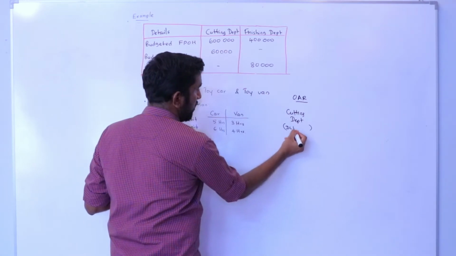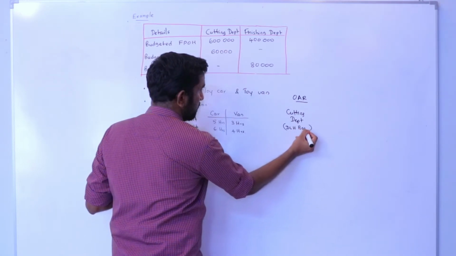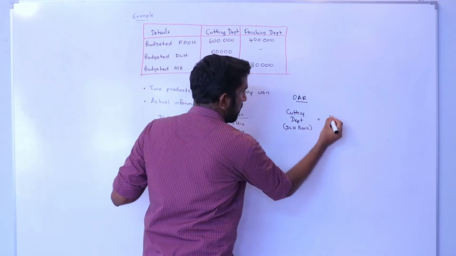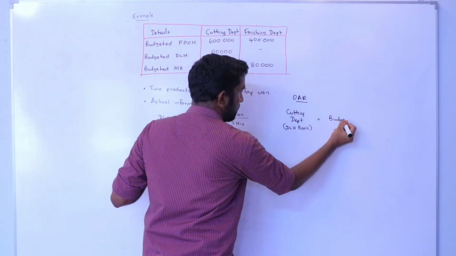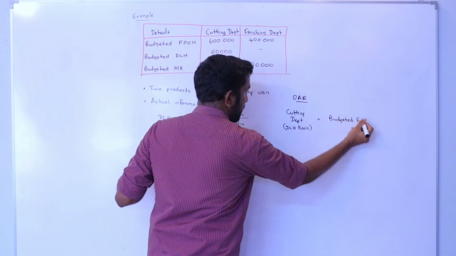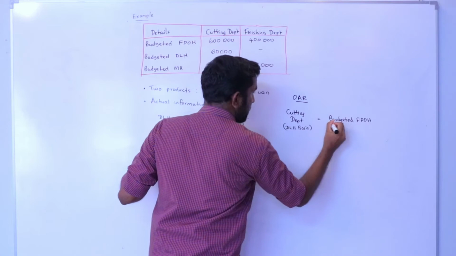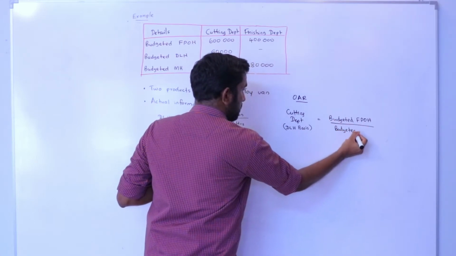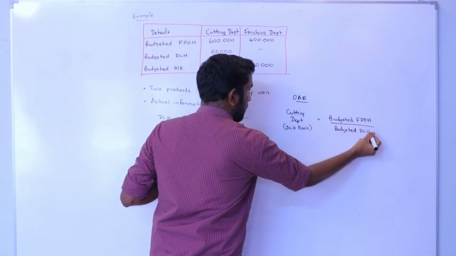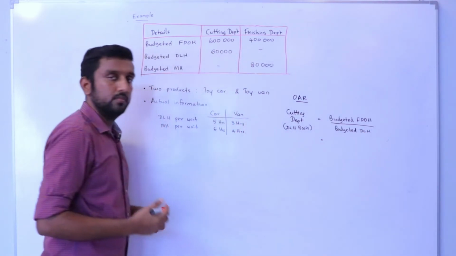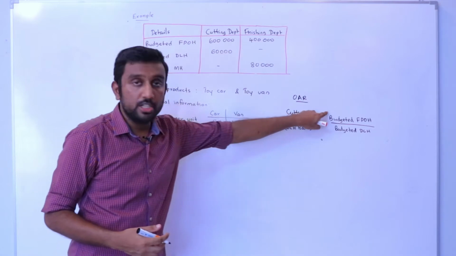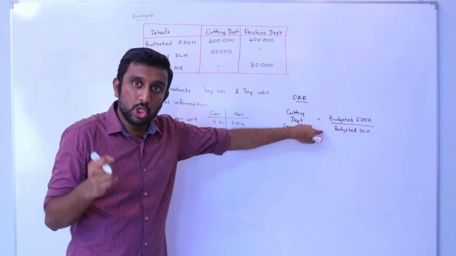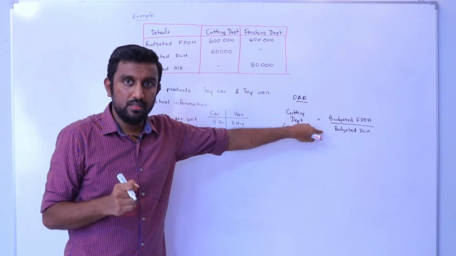Direct labor hour basis. What is the equation? What is the formula? Budgeted FPOH, which means fixed production overhead, divided by budgeted direct labor hours. This is total. Therefore, this also should be total, right?